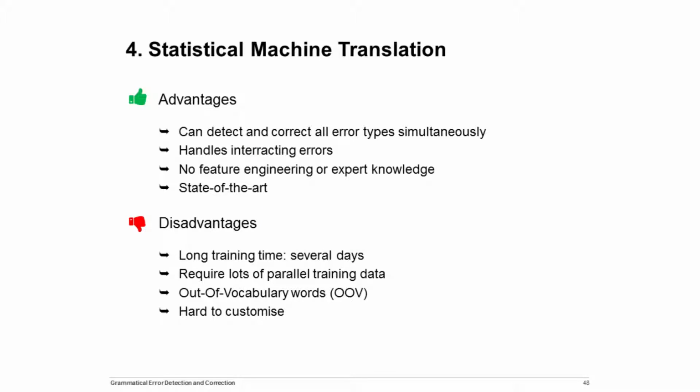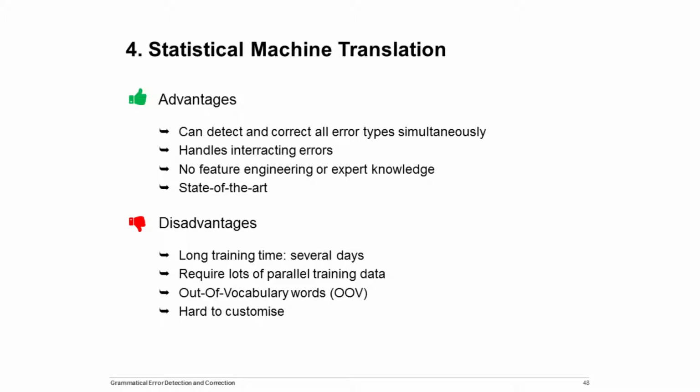The main advantage of that is that it can detect all error types at once. All the previous methods only focus on fairly specific types. Another advantage is you don't need any expert knowledge or feature engineering. You can just go, here is some starting text and here is some corrected text. Go work out how to transform the former to the latter.